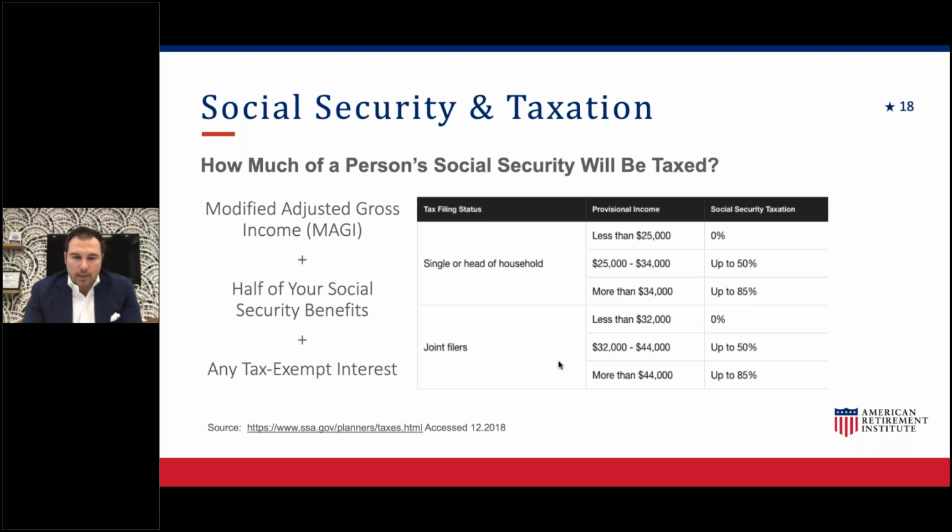If you're married filing jointly and your total income is $32,000 or less, then your Social Security income is tax-free. If it's in between 32 and 44, 50% of your Social Security income is taxed at your ordinary income tax bracket. And if you're married filing jointly and you have more than $44,000 of income, which, look, I don't know how you can be married and live in the DC metro area and not have at least $44,000 in income. But if you do, as most people do, then 85% of your household Social Security benefits will be taxed at your ordinary income tax rate, and only 15% of your Social Security benefits will be tax-free.